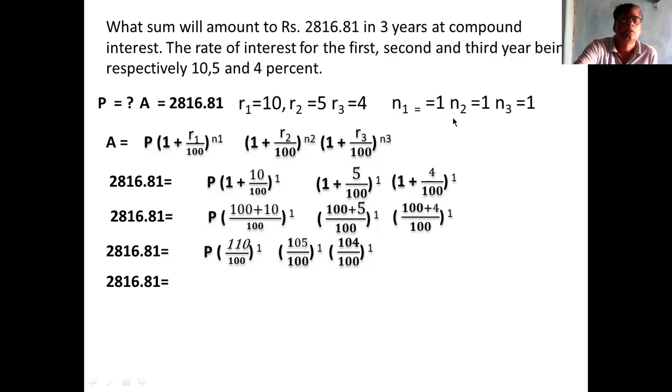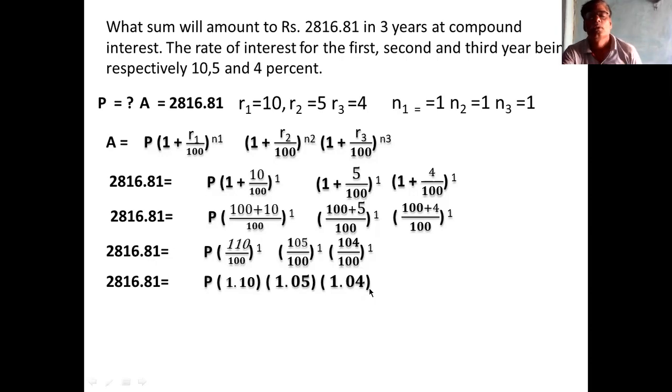Then you see this. P multiplied by 1.1, that is 1.10, you take in your calculator. This is 1.1. Then the second is 1.05, and then the third is 1.04.